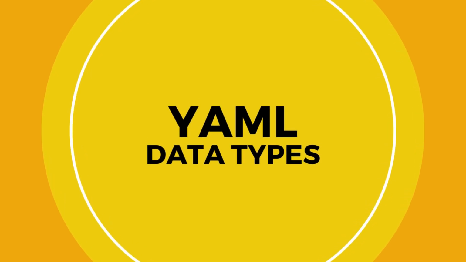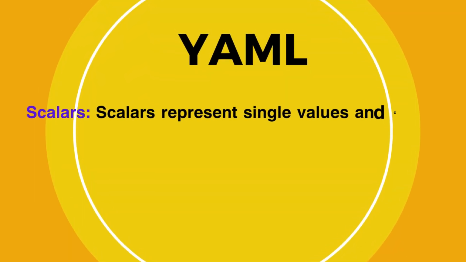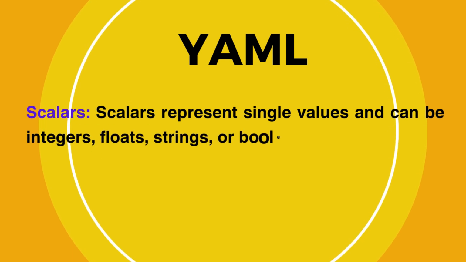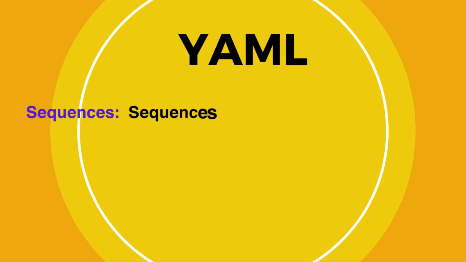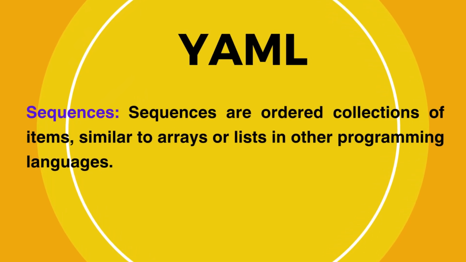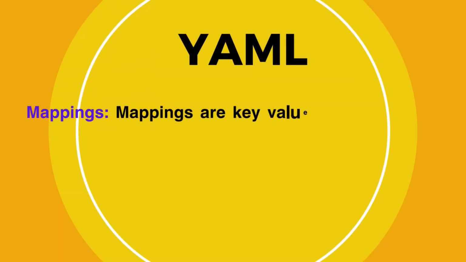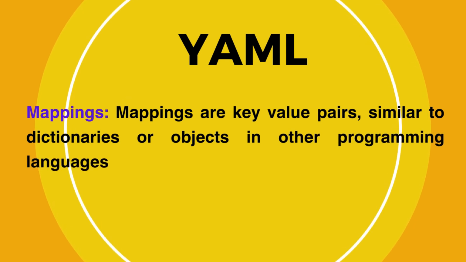YAML data types. Scalars. Scalars represent single values and can be integers, floats, strings, or booleans. Sequences. Sequences are ordered collections of items, similar to arrays or lists in other programming languages. Mappings. Mappings are key-value pairs, similar to dictionaries or objects in other programming languages. Your first YAML document.